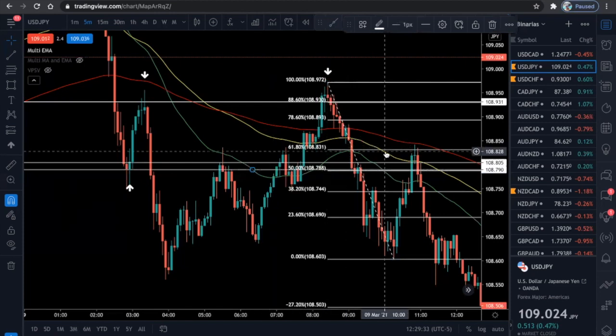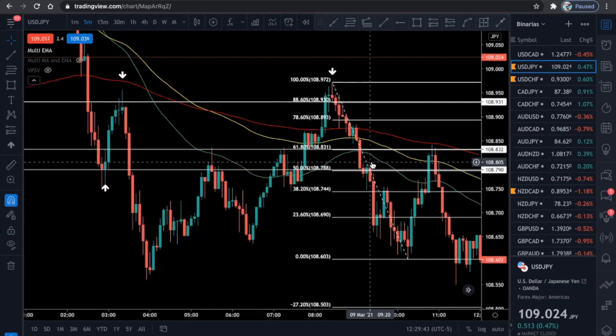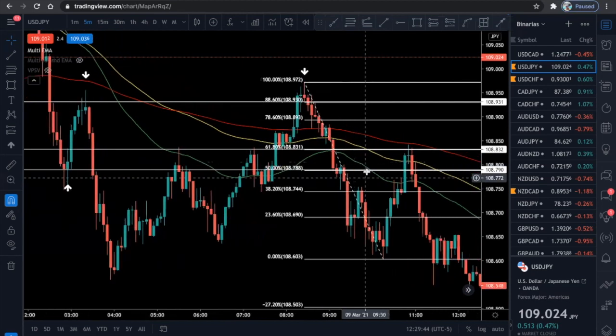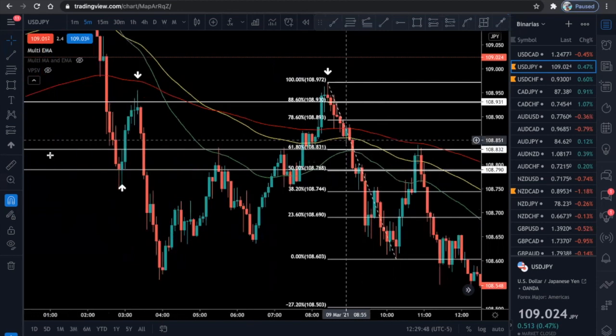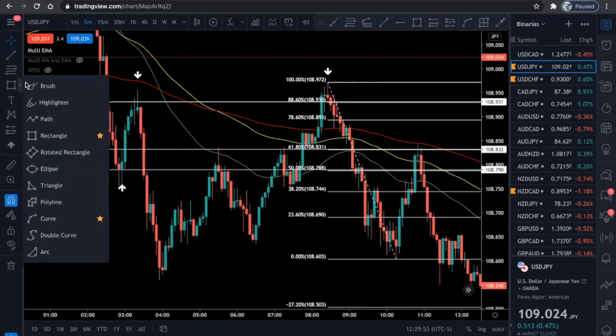And I have 61% right here. I'm gonna eliminate this one, okay? So, Eduardo, which one should I take? Should I take the 50% or should I take the 61%? You wanna see in the past which one has had a better rejection.